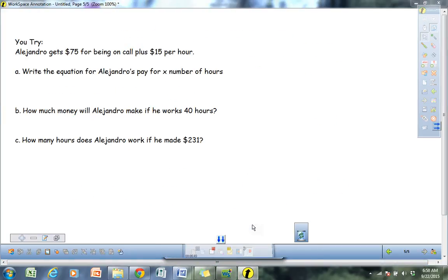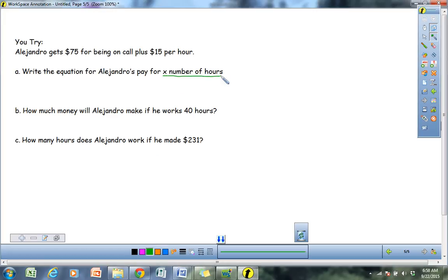Alright, next one. You try. Alejandro gets $75 for being on call, plus $15 per hour. So write an equation for Alejandro's pay for x number of hours. Now this one, they tell us the y-intercept, and they give us our slope. So this is our b, this is our m. So give the equation a try, and we should get y equals 15x plus 75.